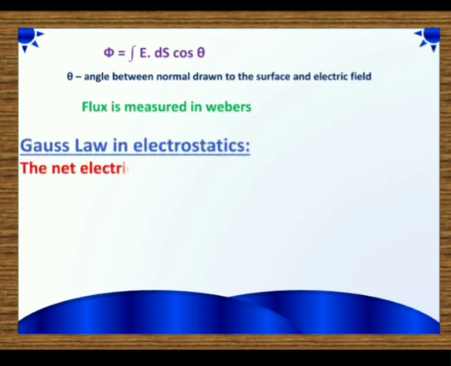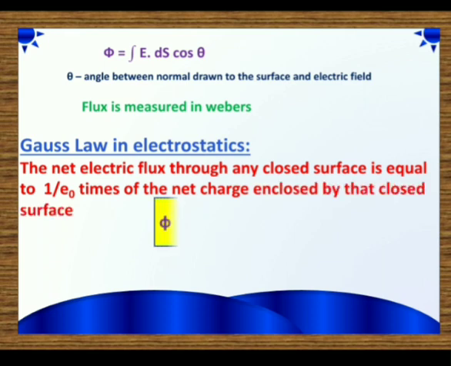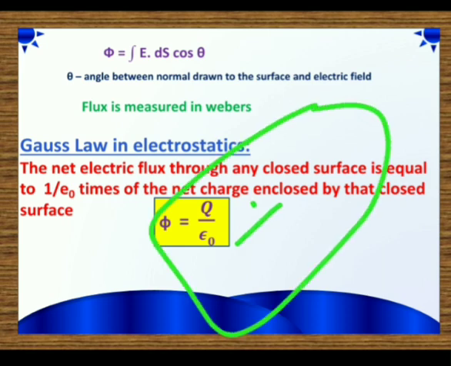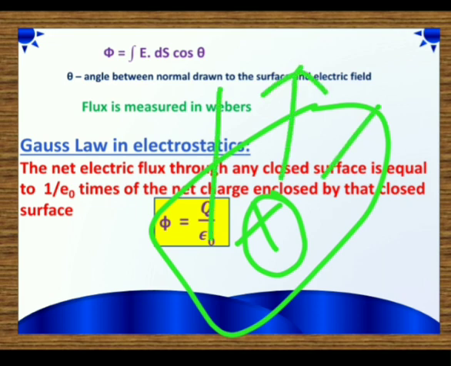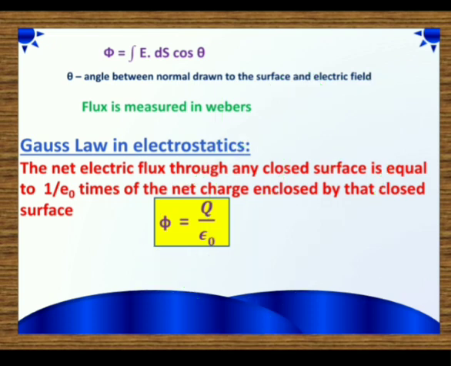Next, Gauss law in electrostatics. According to Gauss law, the net electric flux through any closed surface is equal to 1 by epsilon naught times the net charge enclosed by the closed surface. Suppose the charge enclosed by the surface is q. Let this be my closed surface, and this is the charge q placed inside it. Then the electric flux coming out from that closed surface is phi is equal to q by epsilon naught, that means 1 by epsilon naught times the net charge enclosed by the surface.